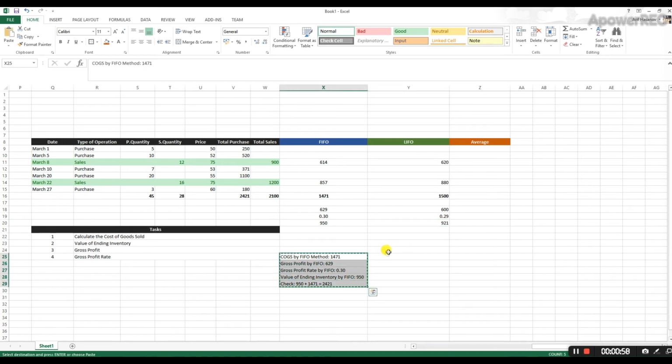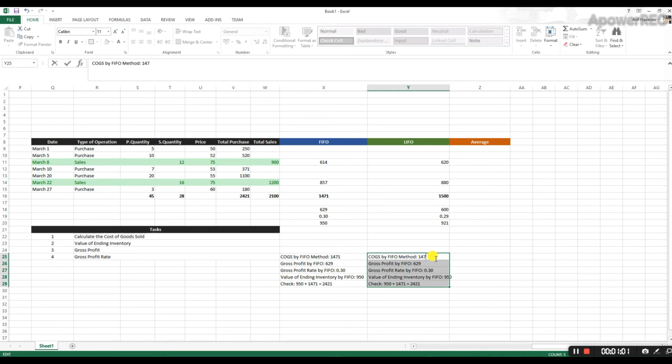So if we just copy paste this here, I'll quickly remove the numbers. Now try to write everything. Cost of goods sold by LIFO method is 1,500. Gross profit by LIFO is 600. Gross profit rate 0.29. Value of ending inventory in LIFO 921.